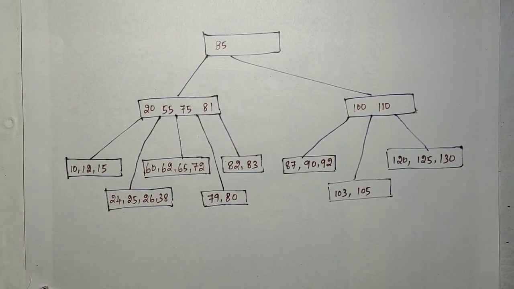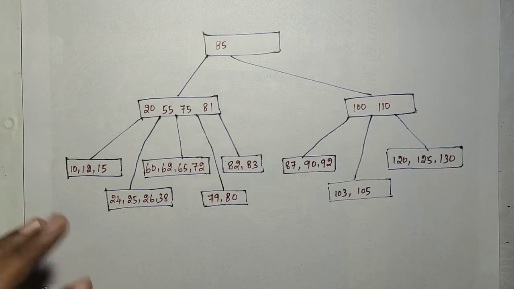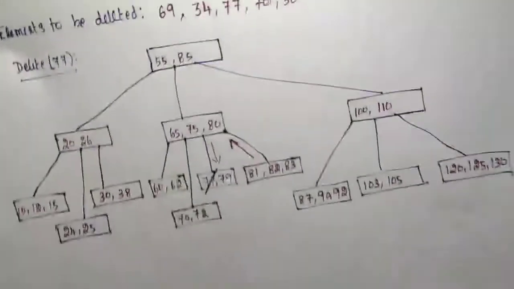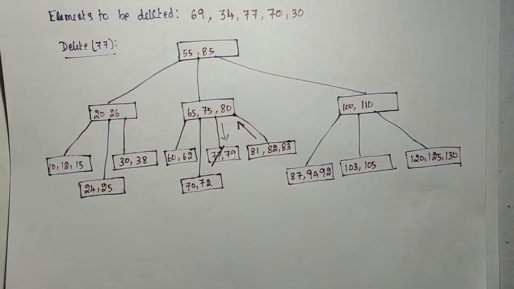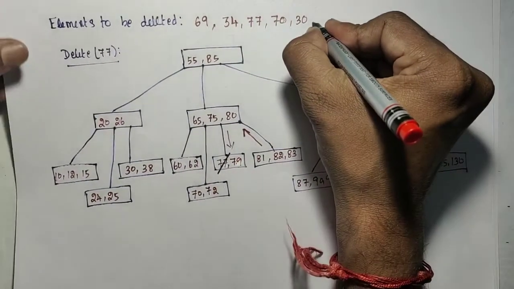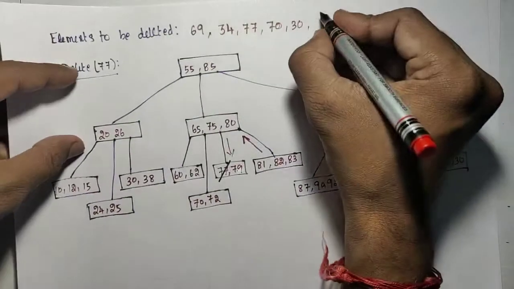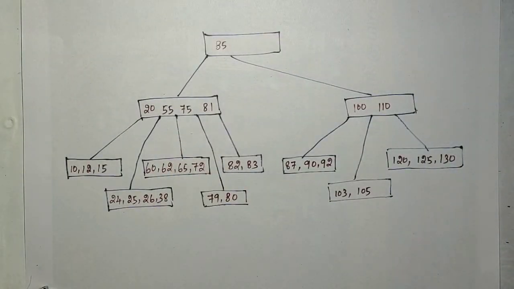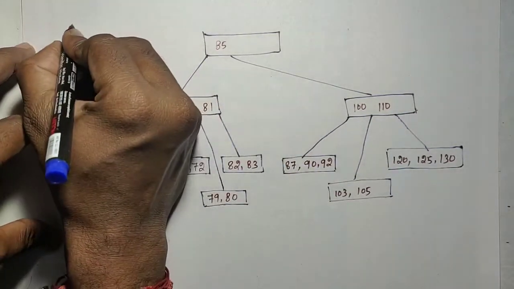So now we are going to see the example for when the node element to be deleted is present in the internal nodes or the root. For example, if you are going to delete the element 75, we need to start searching for 75 from the root.